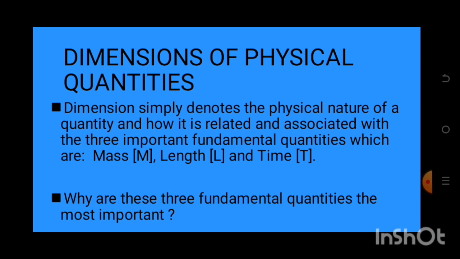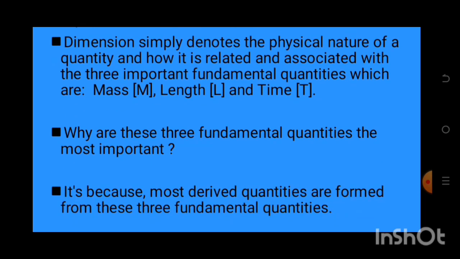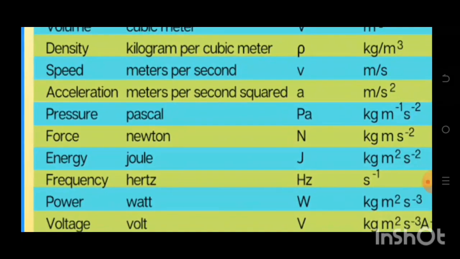Now, why do we say that these three quantities are the most important fundamental quantities? They are the most important out of the 7 fundamental quantities because most derived quantities are formed from these 3 fundamental quantities. Let's look at the next chart and next slide. You'll see what we're talking about.